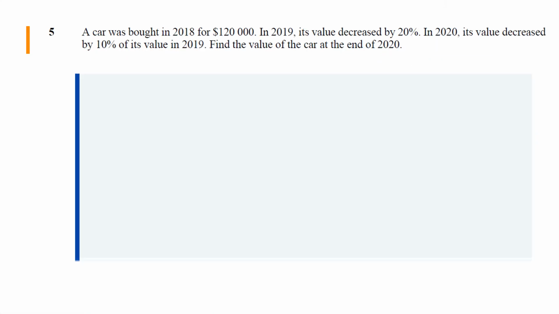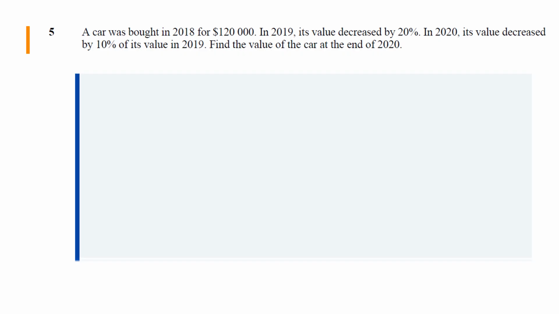Let's look at question 5. So in question 5, someone bought a car in 2018 for 120,000. And of course, I think cars do depreciate. So in 2019, the value dropped by 20%. And in 2020, the value dropped by another 10% of the value in 2019. So we are asked to find the value of the car at the end of 2020.